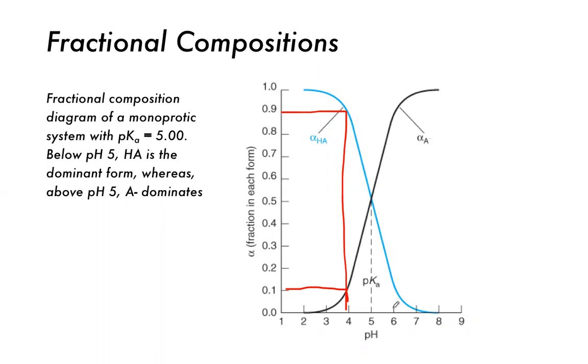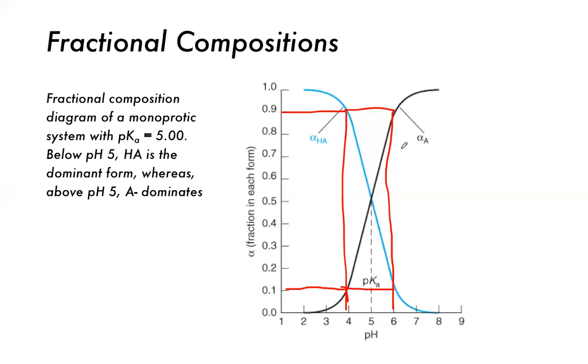Then if we increase the pH beyond the pKa, we get the opposite side. So at pH 6, we have about 0.1 as our fraction of HA and about 0.9 as our fraction of A minus. And so in a system where the pH is larger than the pKa, the basic form will dominate.